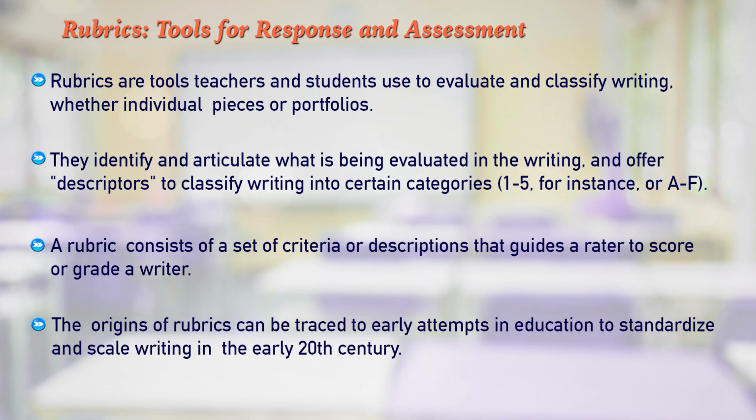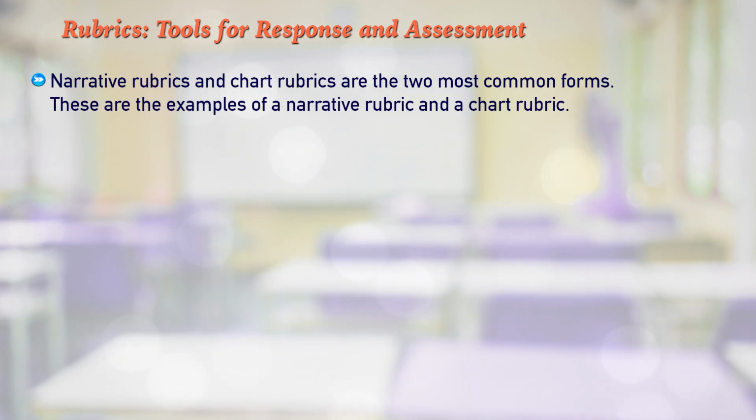The origin of rubrics can be traced to early attempts in education to standardize and scale writing in the early 20th century. Narrative rubrics and chart rubrics are the two most common types. These are examples of a narrative rubric and a chart rubric.